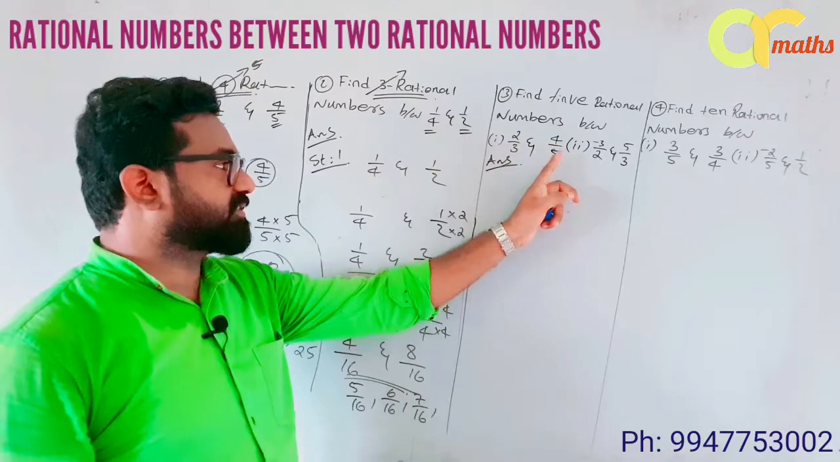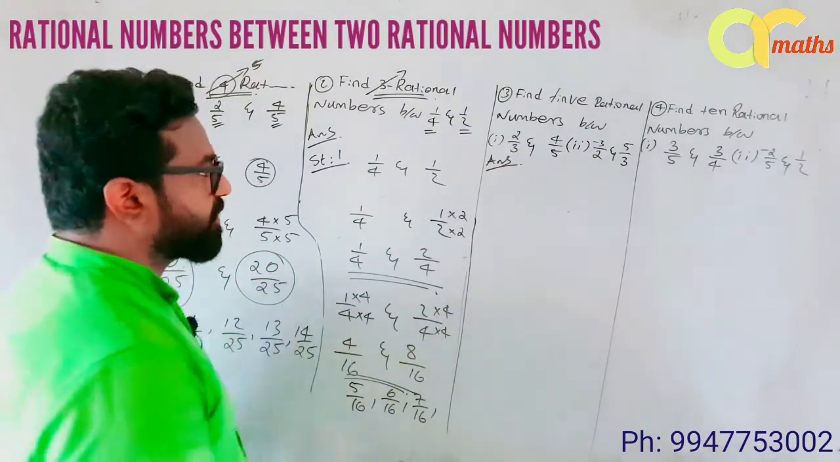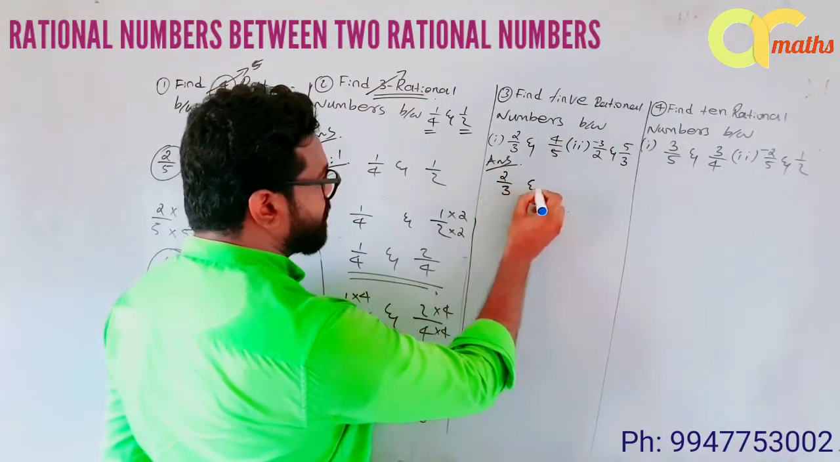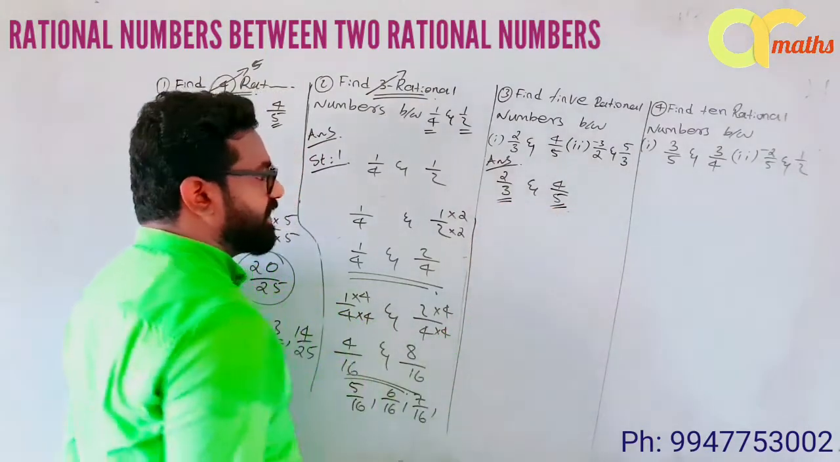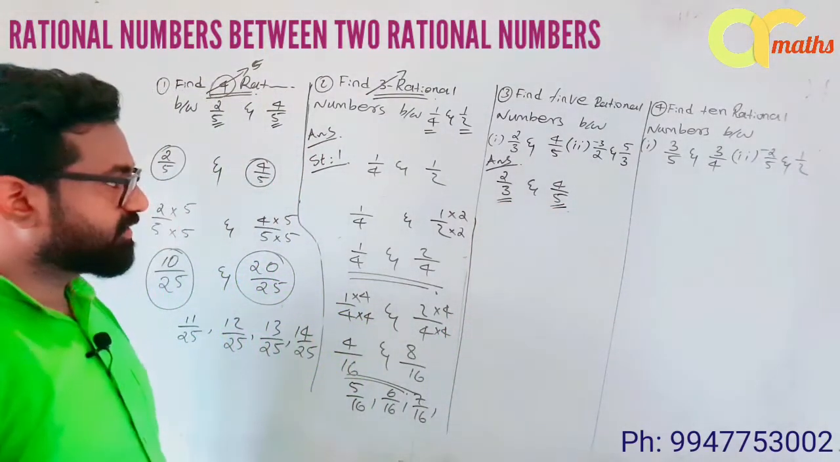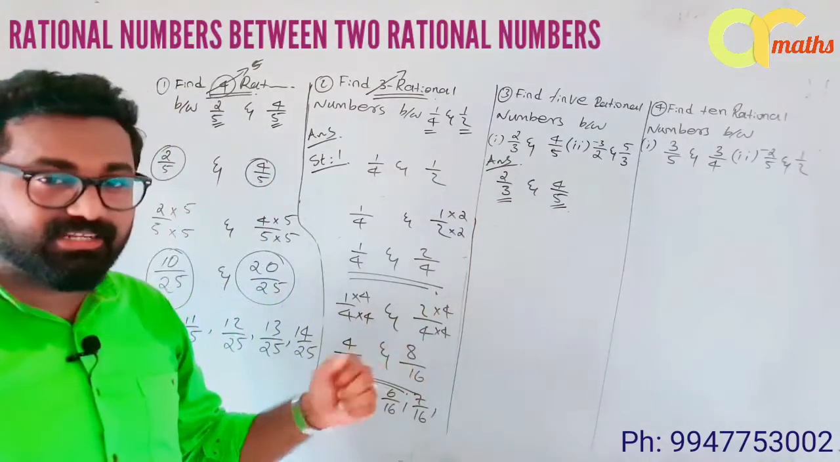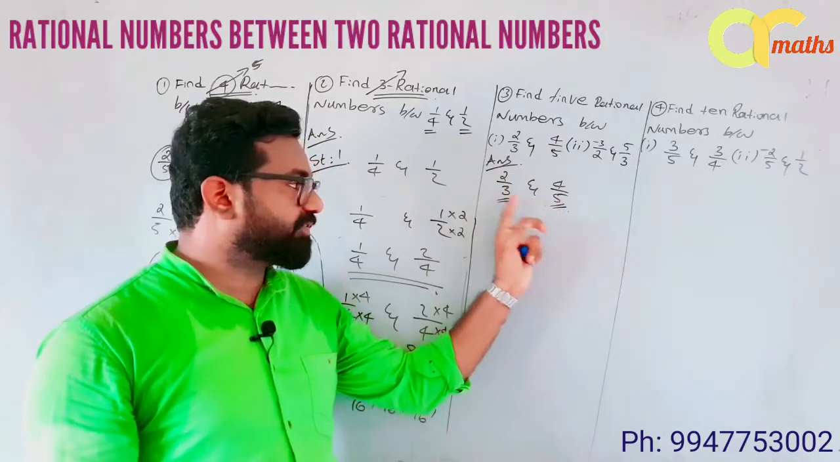Find 5 rational numbers between 2 by 3 and 4 by 5. So listen. First, what is the first step? 2 by 3 and 4 by 5. Make the denominators equal. So here 3 and 5 are not equal. Then find the LCM. What is the LCM of 3 and 5?